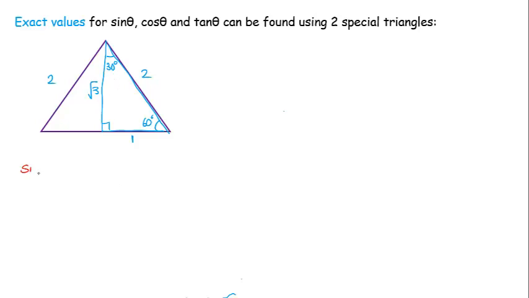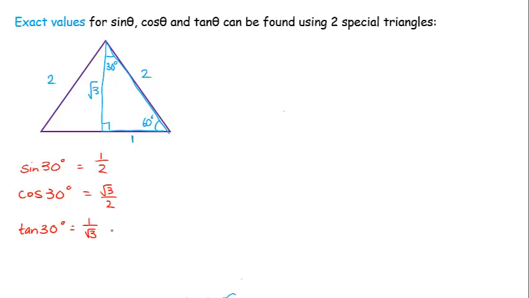So if I wanted to calculate the sine of 30 degrees, well, that's just going to be the opposite, which is 1 over the hypotenuse, which is 2. So the sine of 30 degrees is a half. Okay, if I wanted to calculate the cos of 30 degrees, well, that's going to be the adjacent side, which is root 3 over the hypotenuse, which is 2. So root 3 over 2. And the tan of 30 degrees is opposite over adjacent. So opposite is 1, adjacent is root 3, so 1 over root 3.